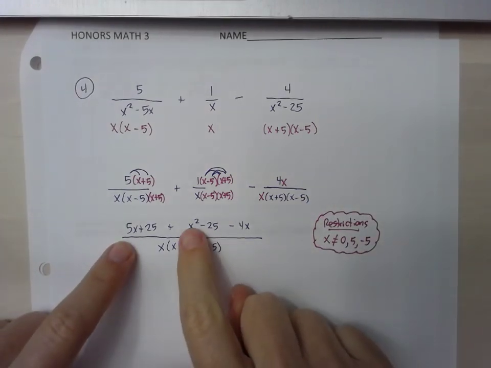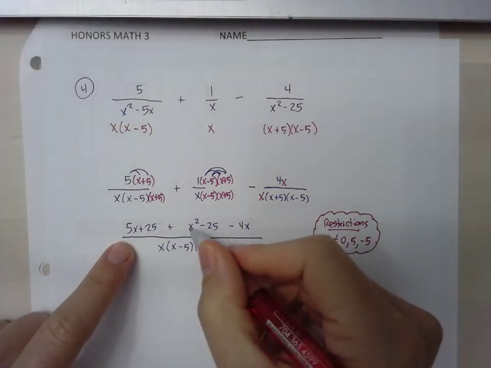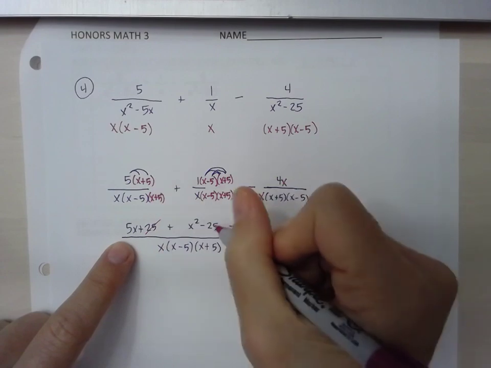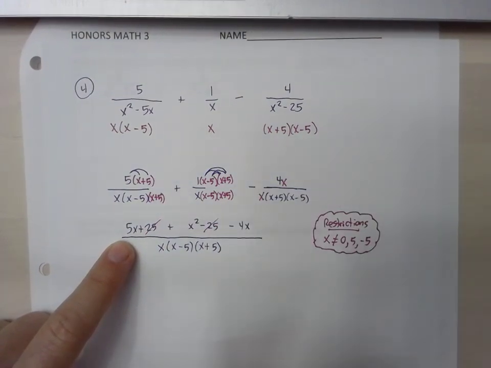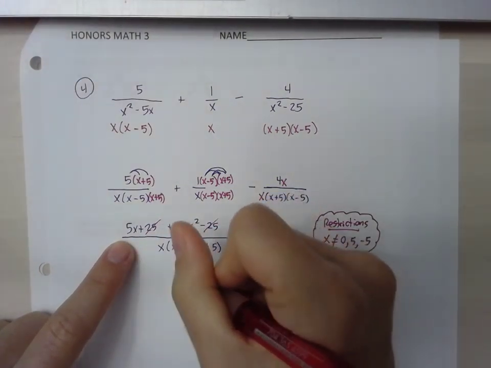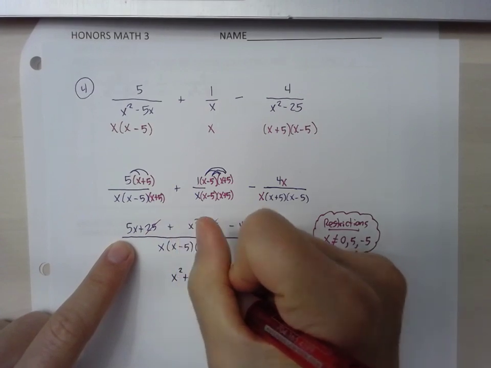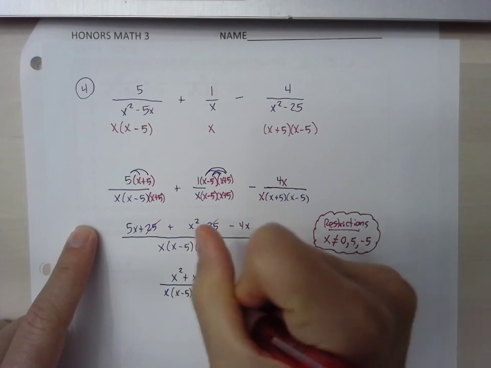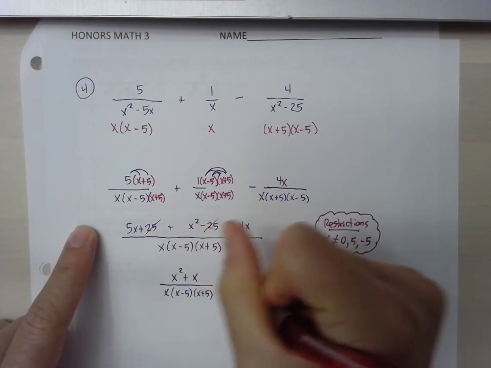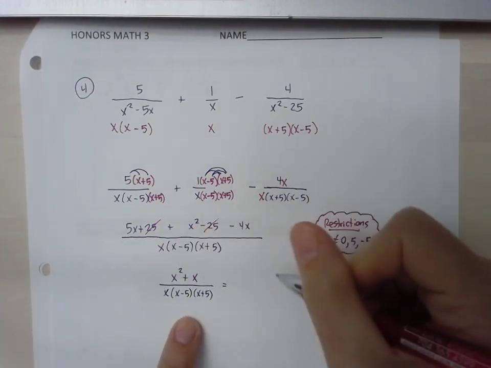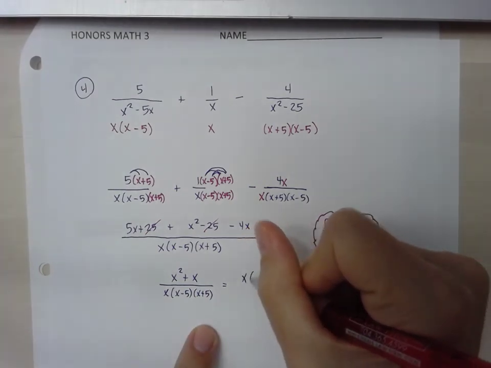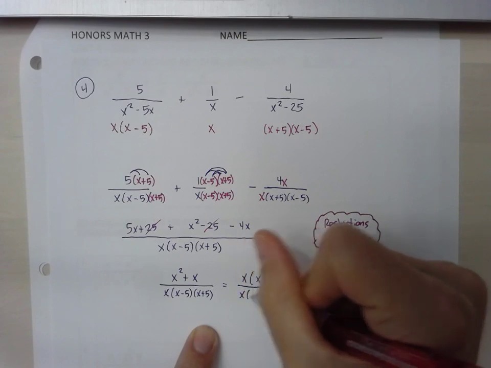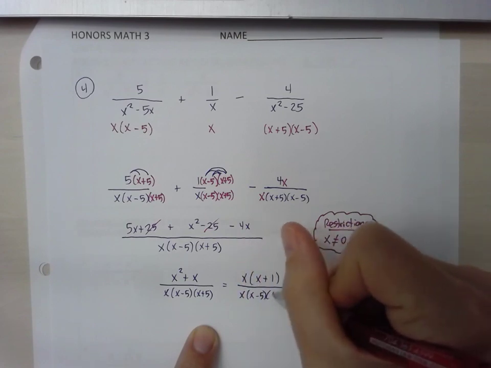All right, let's combine our like terms and write it in standard form. This is going to be x squared. Looks like my 25s will cancel since one's positive and one's negative. And 5x and 4x combine to 9x. So this is going to be x squared plus 9x over x, x minus 5, x plus 5. I can GCF the x out. So it's going to be x, x plus 9, over x, x minus 5, x plus 5.